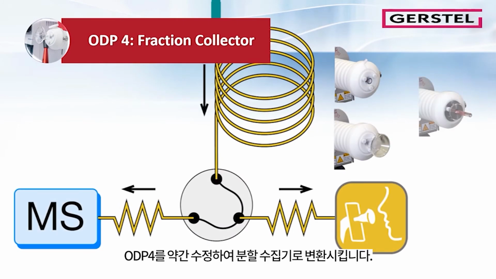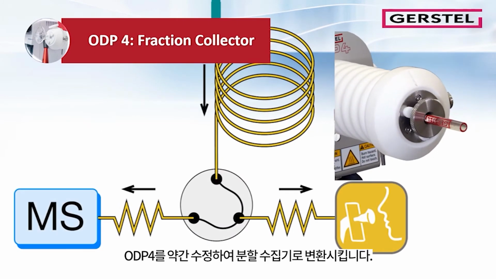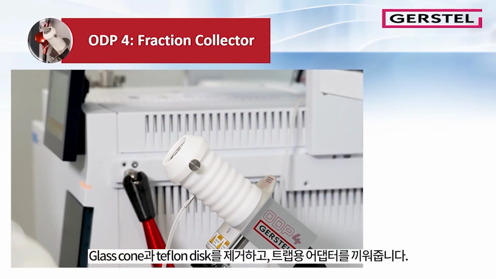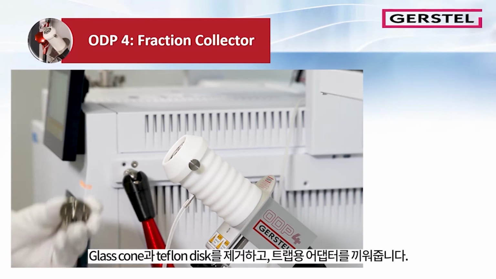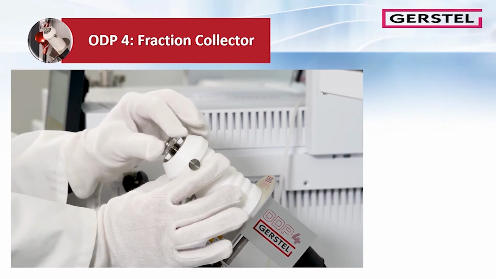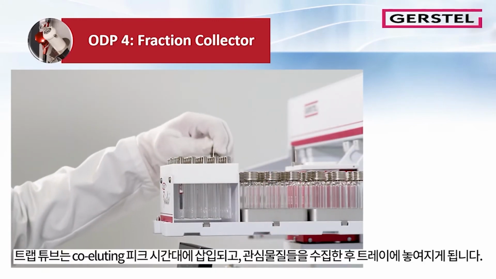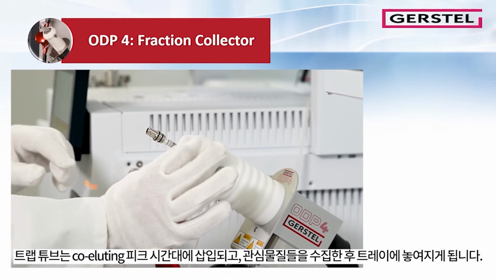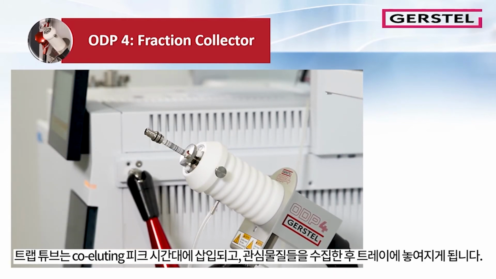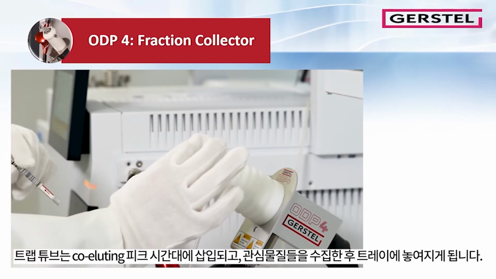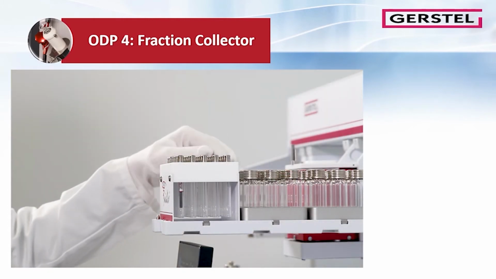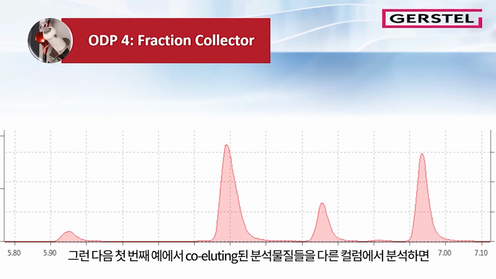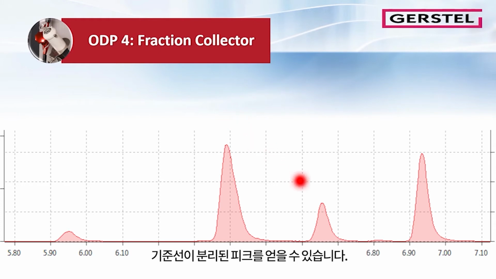With a small modification of the ODP4 we convert it to a fraction collector. The conversion is very simple. The glass cone and the Teflon disc are removed and the adapter is used for the trap. The trap tube is now inserted at the time of the co-eluting peaks. After collecting the peaks of interest, the tube will be stored on the tray. Then we run the co-eluted analytes from the first example on a different column and got baseline separated peaks.